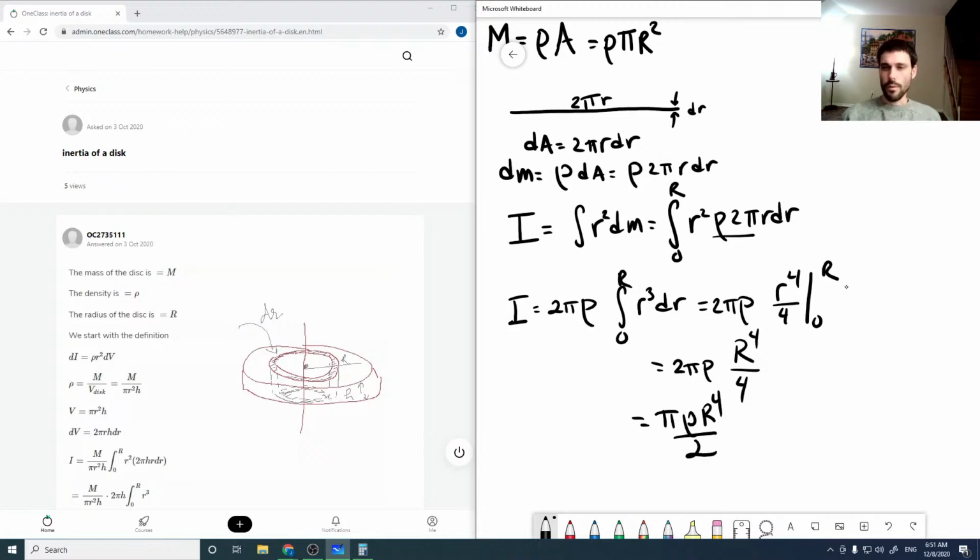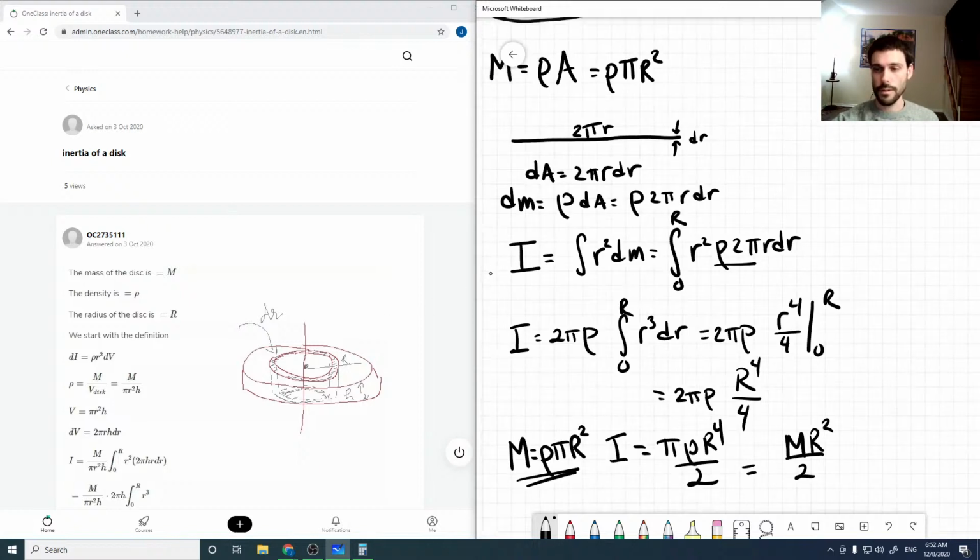And then we can make one more simplification here. So our mass, we said, was rho pi r squared. If we look over here, we have a rho, a pi, and an r to the 4th. So we can take these terms out and say that this is our mass, times r squared over 2. Okay, so it's just m r squared over 2. So that's simple.